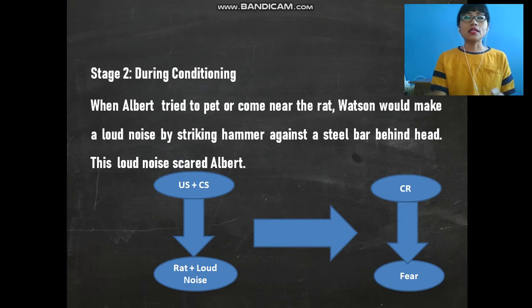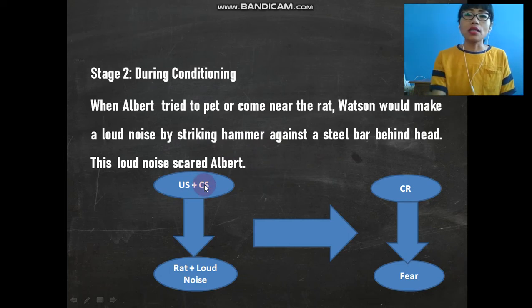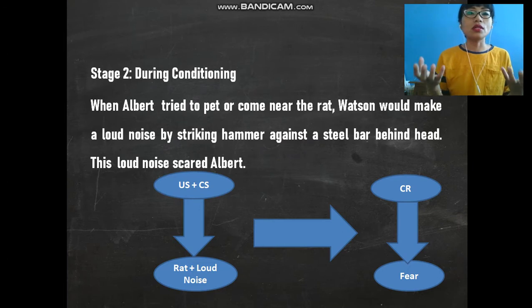And in the next stage, that is during conditioning, he was given the rat, but a conditioned stimulus was also there. This unconditioned stimulus was paired up with the conditioned stimulus. Here the conditioned stimulus was a loud noise, produced by striking a hammer against a steel bar behind his head. So when little Albert was given the rat to play with, a hammer used to hit the steel bar behind his head, and it produced a loud noise, and that made little Albert scared. Little Albert started to cry because of fear, and this is the conditioned response.